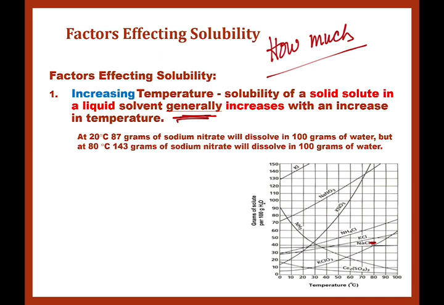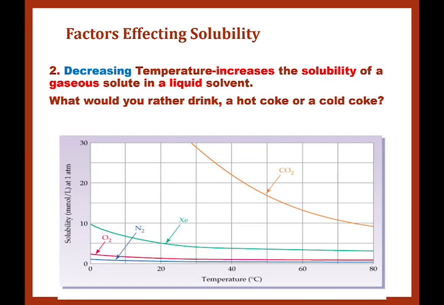And some things actually even go down with their solubility. Here's an example right here. The cerium sulfate actually decreases with temperature. So that's why we say generally. Most things do go up, but sometimes, without knowing, you would need to look at a solubility curve, okay? However, on gases, the temperature has the opposite effect. Decreasing the temperature increases solubility of gases, okay? And if you notice all these gases, they actually go down, okay?